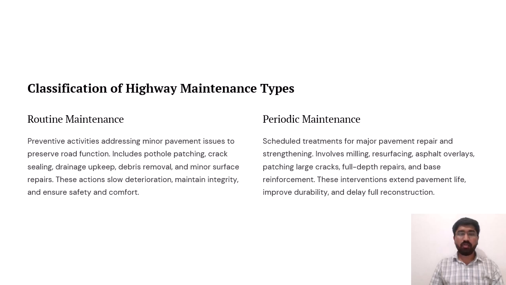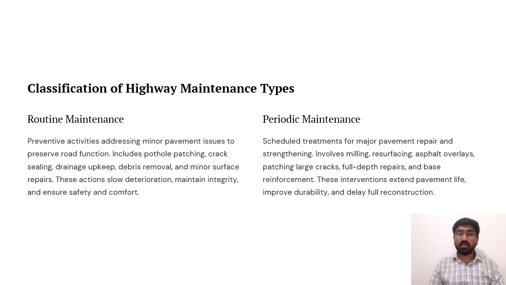Classification of highway maintenance types: routine maintenance or periodic maintenance. In routine maintenance, preventive activities address minor pavement issues to preserve road functions, including pothole patching, crack sealing, drainage upkeep, debris removal, and minor surface repairs. These actions slow deterioration, maintain integrity, and ensure safety and comfort.